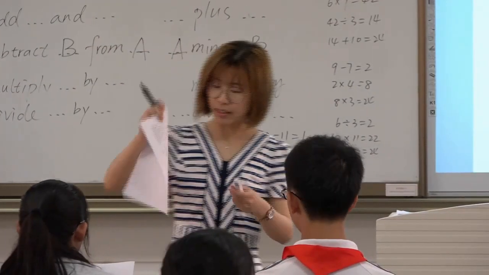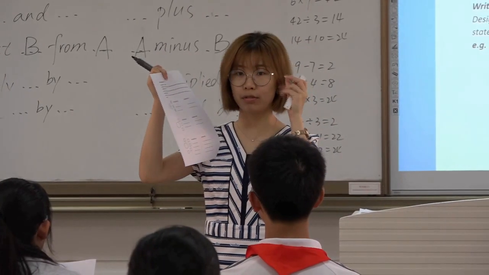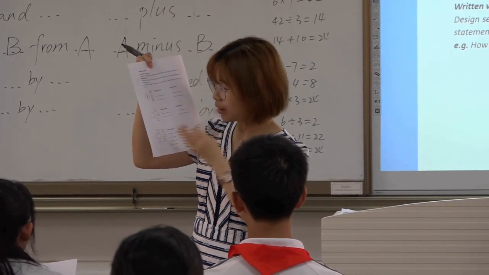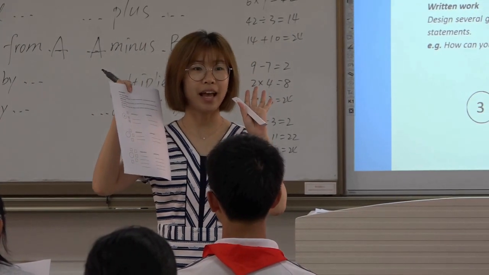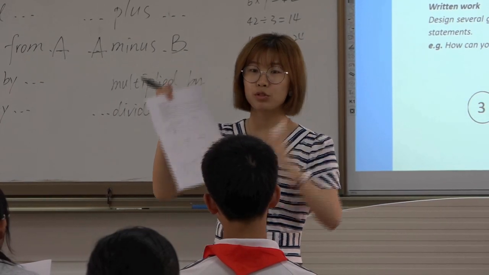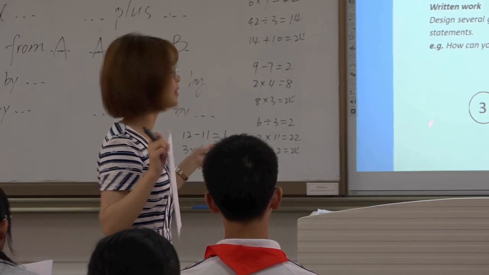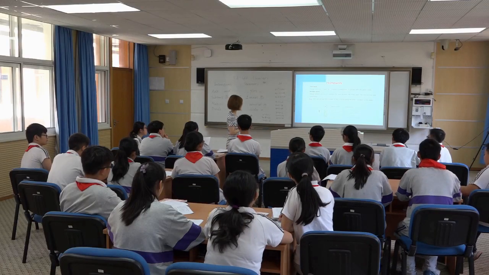Maybe for another exercise, you have to think of 3 numbers. At last, you have to think of 5 numbers and then get the answer in the circle. You need to design like this. Okay? Very good. Thank you, very good.